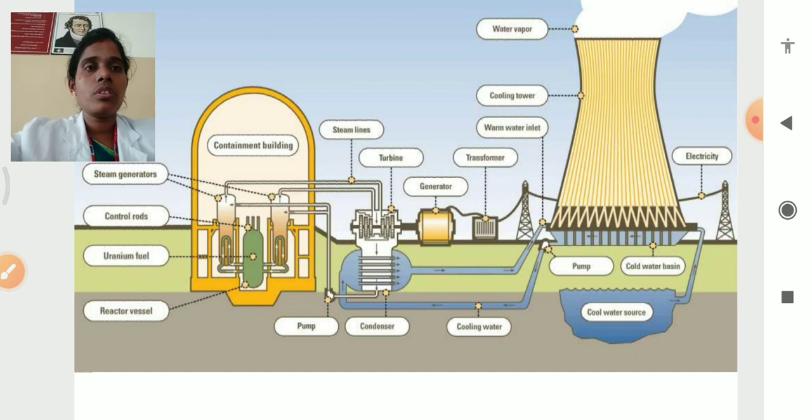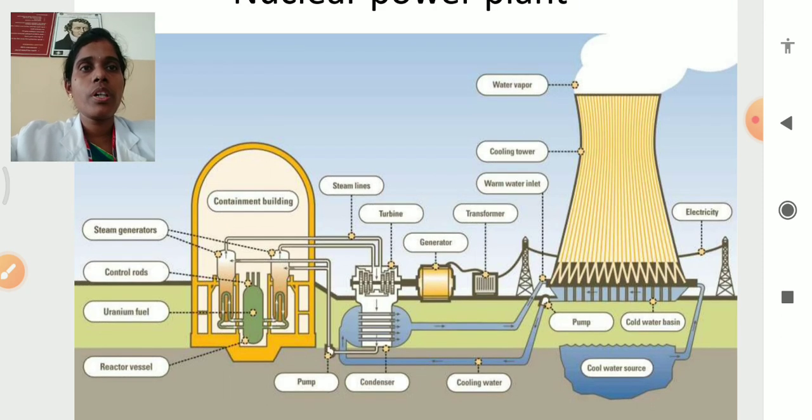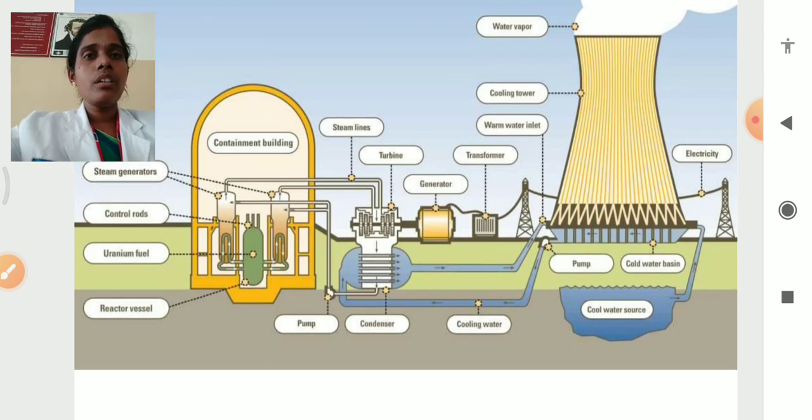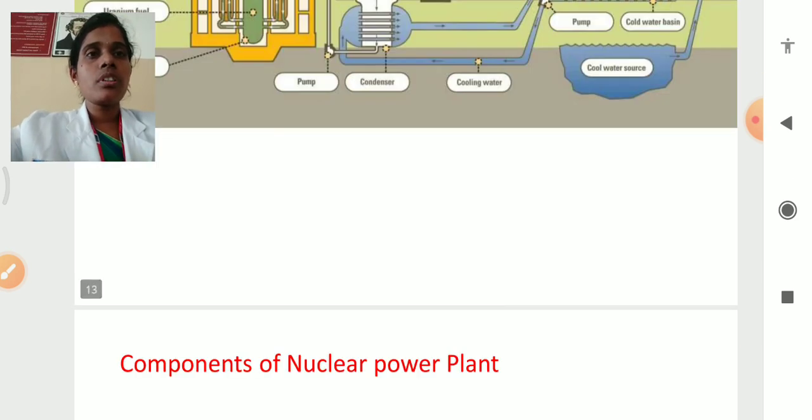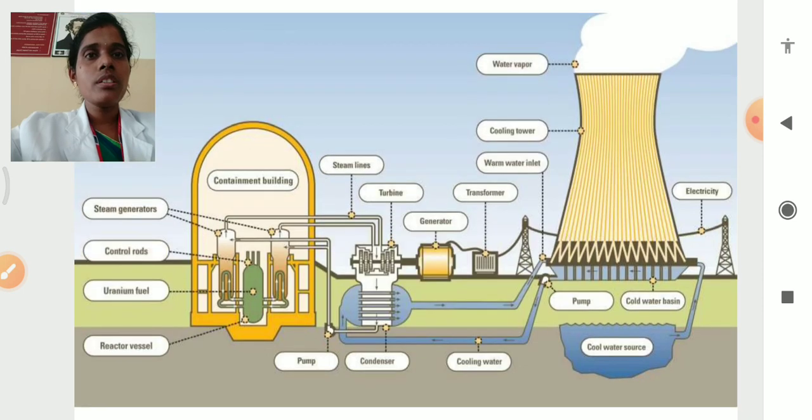So we know the working principle of nuclear power plants. In a nuclear reactor, with the help of nuclear fission chain reactions, heat is liberated and then it produces steam. The steam is fed to this turbine, which is coupled to the generator. It produces electricity. Generally the fuels are moderated.